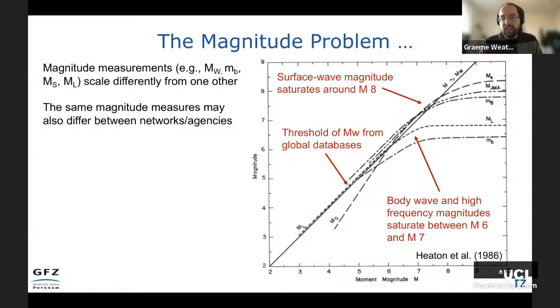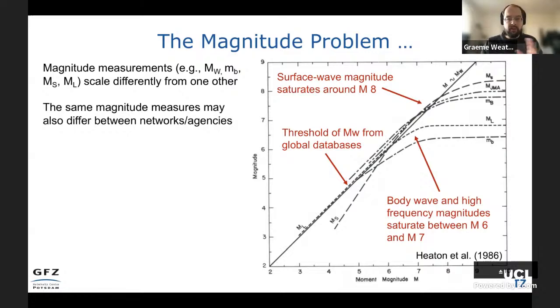So our global standard magnitude, the one that we generally take as our reference, is moment magnitude. At the same time, there are global databases of this, like the Global Centroid Moment Tensor database, and several other networks now report this more routinely. But the threshold for estimating moment magnitude from global databases tends to be somewhere in the range of magnitude 4.5 to magnitude 5.